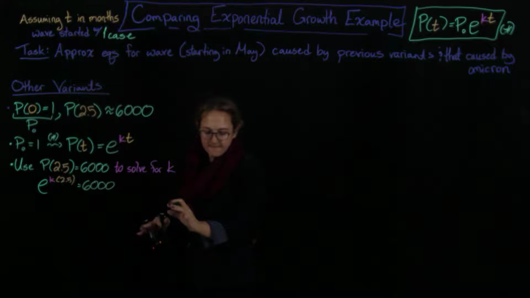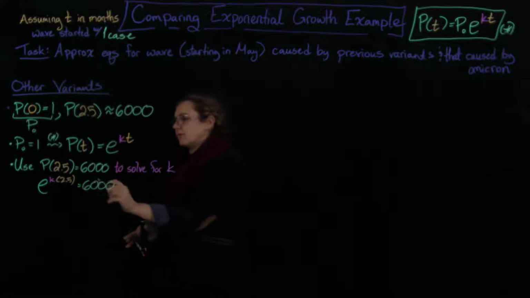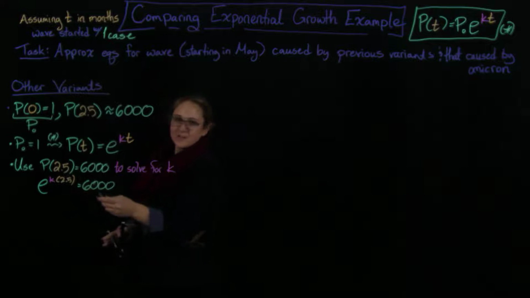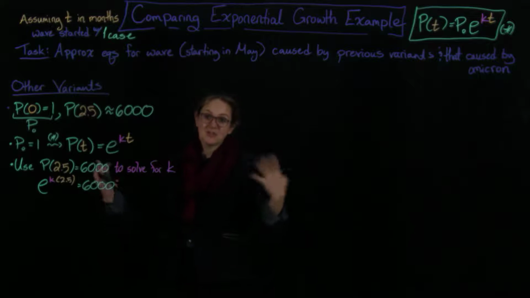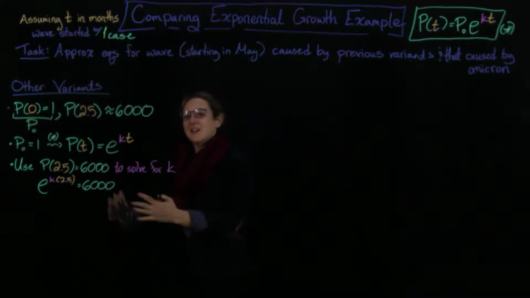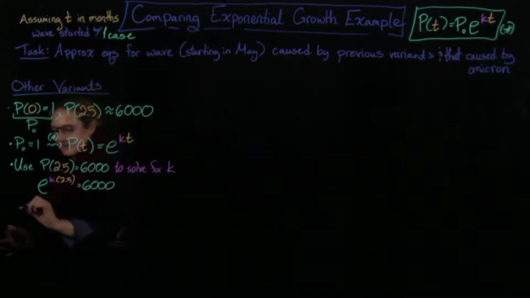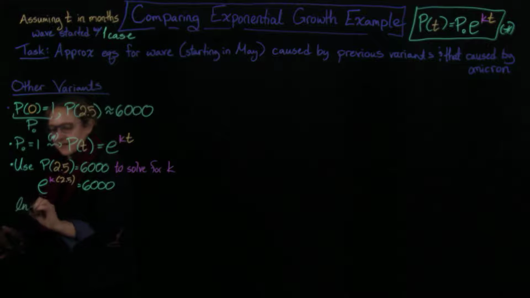Okay, so now what do we do? We can take the natural log, right? We're trying to solve for k, but it's up in the exponent, and we remember that the exponential and the logarithm are inverse functions, so the way to get rid of the e is to take the natural log of both sides. So I take the natural log of both sides.